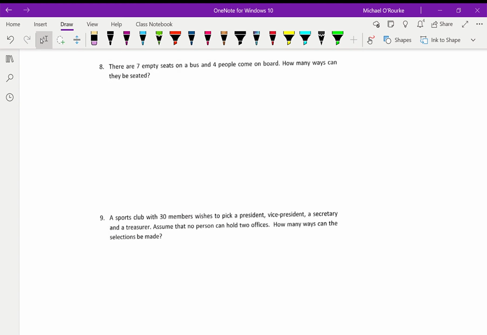There are 7 empty seats on a bus, and 4 people come on board. How many ways can they be seated? So in this case, how many ways? Ways right there refers to order. If I would have said how many combinations can be seated, that would not be order, that would be combinations. That would be place doesn't matter. So this one, place does matter. So we can kind of think about it the same way.